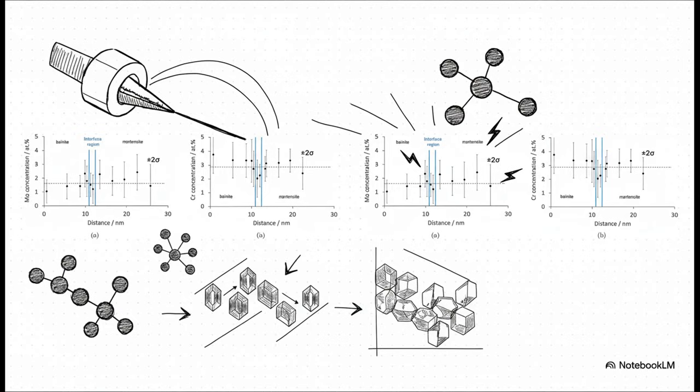And what does it show? The concentration of heavy atoms like molybdenum and chromium is completely flat. No spikes, no dips, nothing. They are frozen solid. This proves the transformation happened way too fast for them to even think about shuffling around.